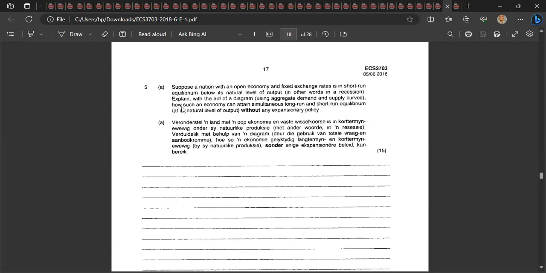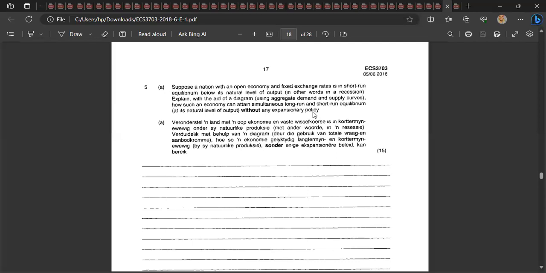Then one of you did this question, by the way. Suppose a nation with an open economy and a fixed exchange rate is in short run equilibrium below its natural level of output, so in other words, in a recession. Explain with the aid of a diagram using aggregate demand and aggregate supply curves how such a nation could attain simultaneous long run and short run equilibrium without any expansionary policy. I can't remember who did this question, by the way. I think I did it. I'm not totally sure.